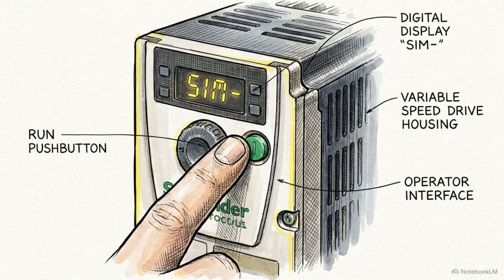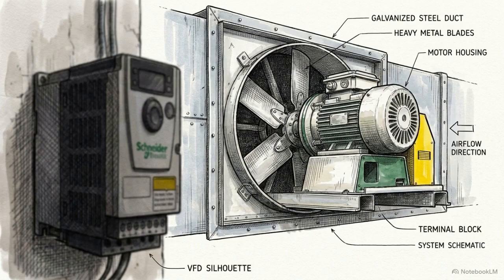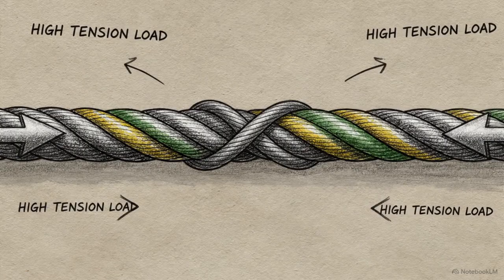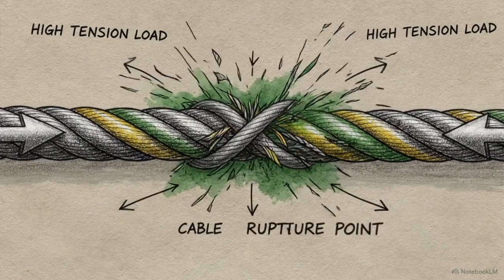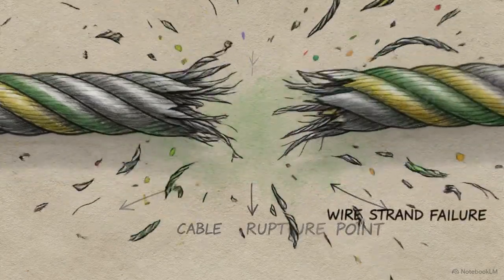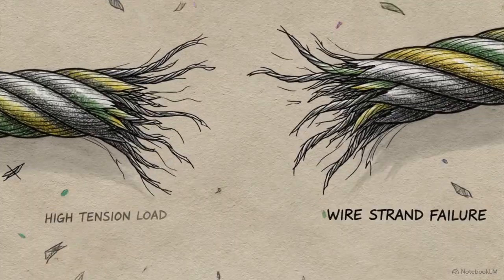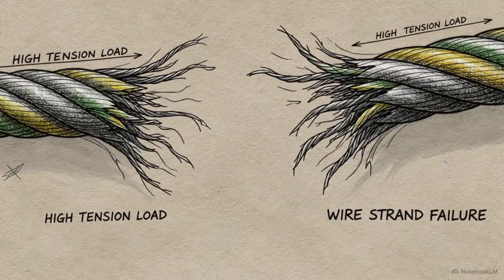When you first power up an ATV320, the Simply Start menu is ready for basic tasks. If you just need to spin an exhaust fan and set a simple acceleration time, those top-level settings work within minutes. However, industrial reality rarely involves unmonitored movement. Applying that logic to a high-tension conveyor or a heavy crane often leads to a catastrophic failure.